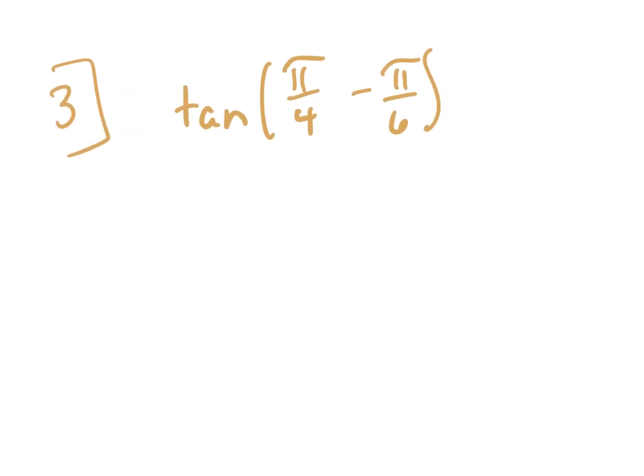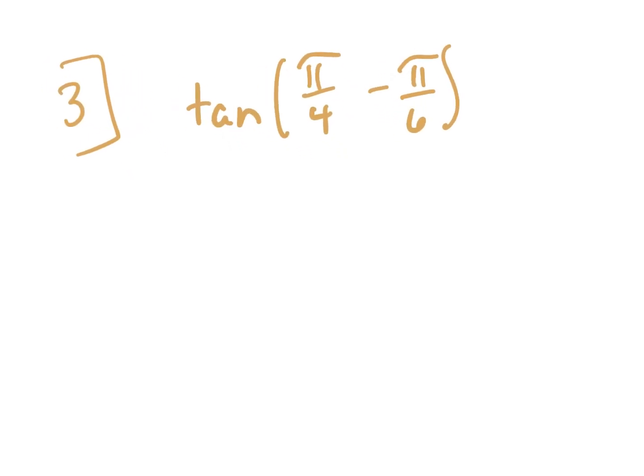All right, so for number 3, this is a tangent. So we've got to kind of just write out the whole formula first, and then we'll go back and plug in. So this is saying we're going to do tan of pi over 4 minus the tan of pi over 6 all over 1 plus, we switch that sign, tan of pi over 4 times tan of pi over 6.